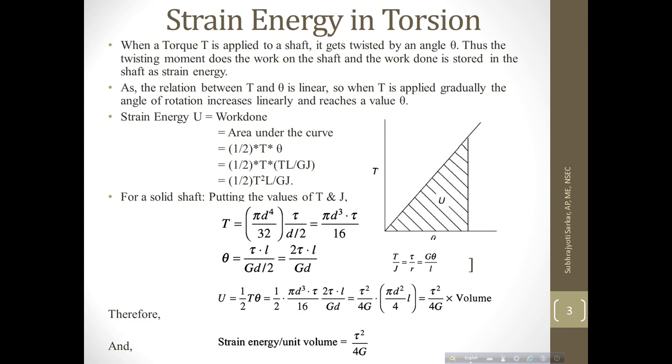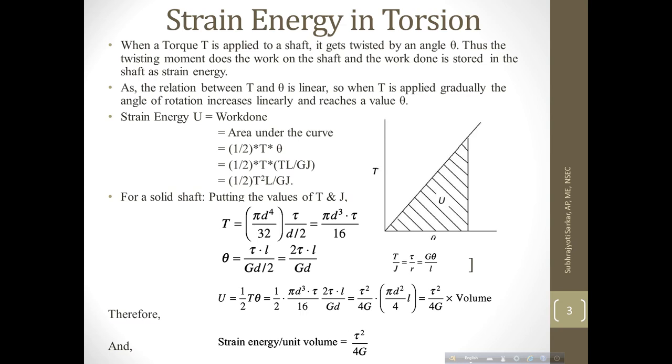We can compute this value of strain energy for a solid shaft as well as for a hollow shaft. For a solid shaft, we know that T equals pi d cube by 16 into tau. We can put this value directly because we know that J equals pi d to the fourth by 32 and R equals D by 2. Also theta equals tau L by GR, so tau into L by G into D by 2, that is 2 tau L divided by G into D.